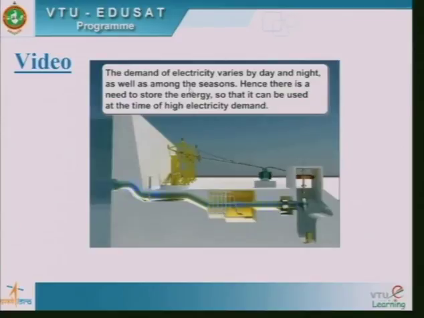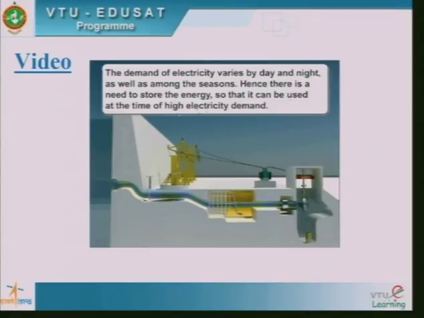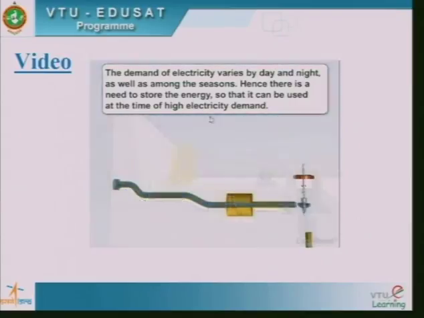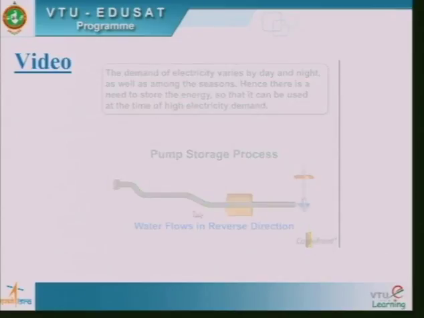And since the demand of electricity varies by day and night as well as among the seasons, there is a need to store the energy so that it can be used at a time of high electricity demand. So, in such cases we have pumped storage process, where the water in the tail race is pumped back to the dam.